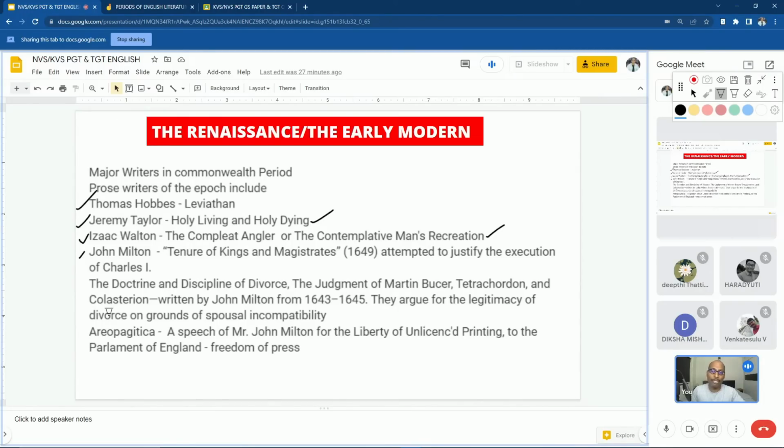Then Areopagitica, published in 1644, was a pamphlet, a speech of John Milton for the liberty of unlicensed printing to the Parliament of England, and he wants the freedom of the press. When these Puritans, under the dictatorship or guidance of Oliver Cromwell, suppressed literary work and closed the theatres, John Milton was against these things. He wrote a pamphlet, a speech published in the form of a pamphlet, and the name of that one is Areopagitica, and it was published in 1644.